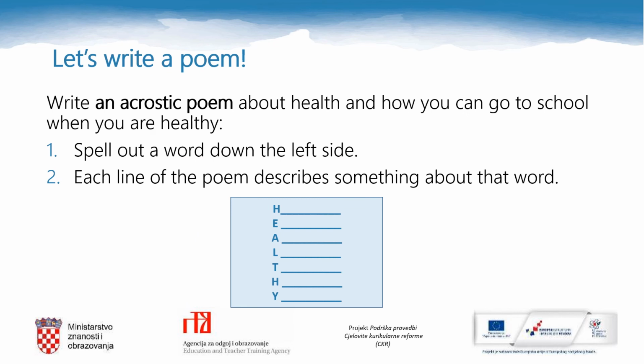If you like the topic of health and if you like poetry, you can write your own poem. Here's an idea for an acrostic poem. Why don't you write an acrostic poem about health and how you can go to school when you're healthy? First, spell out a word down the left side. For example, you can spell the word healthy, or you can choose some other word. Then, each line of the poem should describe something about that word. Have fun!